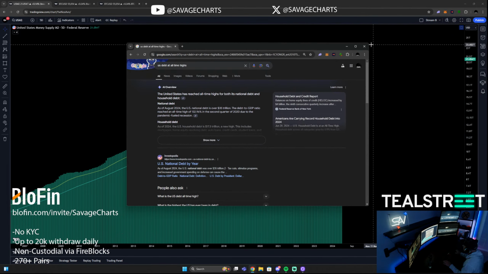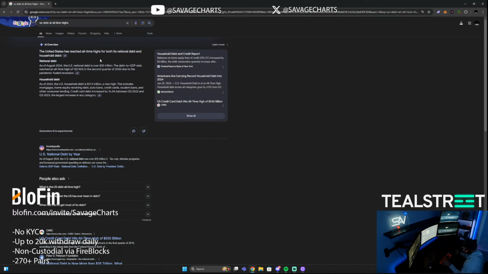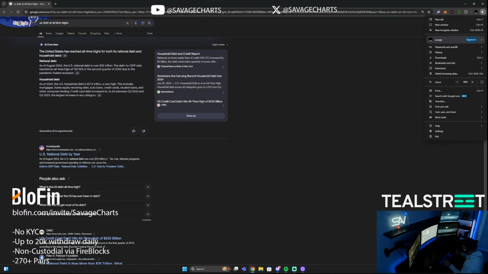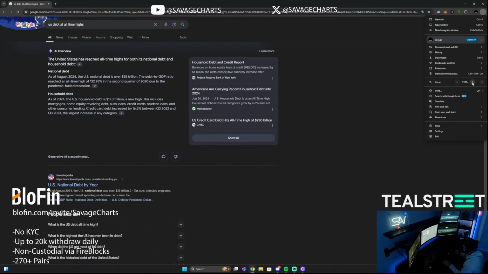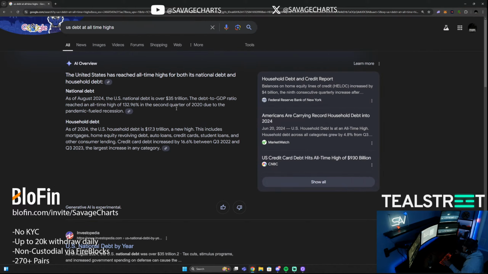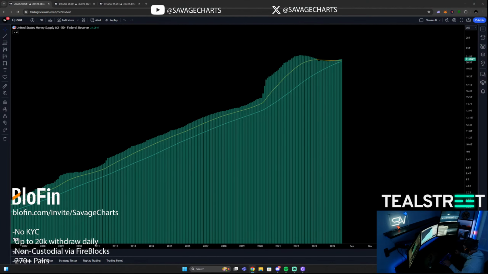Here we go. All right, so this is interesting too. The United States, let's go ahead and zoom in here. The United States is reaching all-time highs for both national debt and household debt. So again, my point being is people don't have much money. Not only that, they owe more money than they have in a long time.